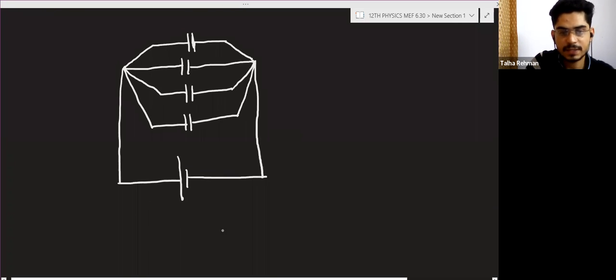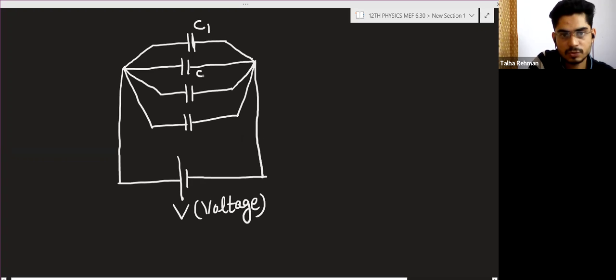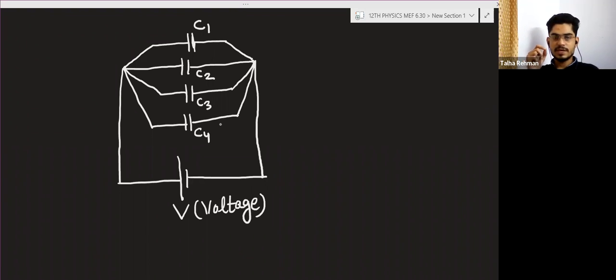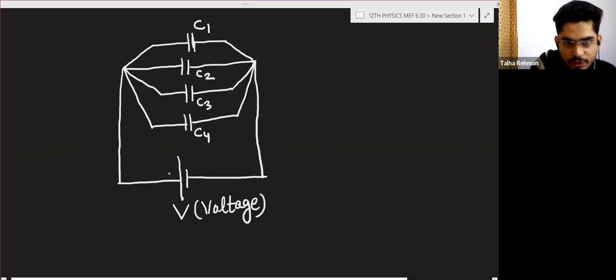This battery has a potential difference or voltage of V. This is C1, this is C2, this is C3, and this is C4. In parallel combination, the voltage or the potential difference across each capacitor is the same, and that is equal to V. From here you can see that.